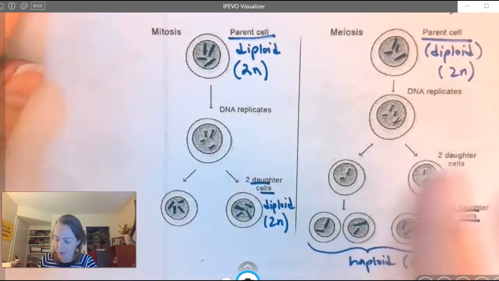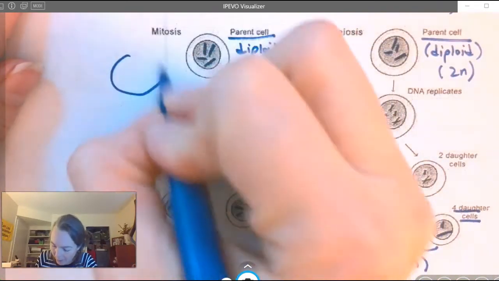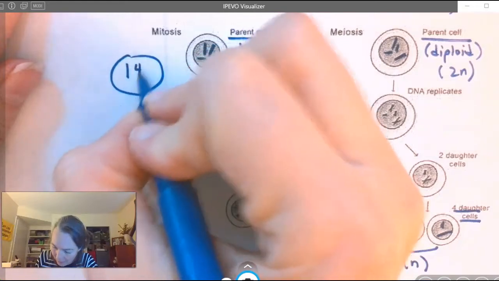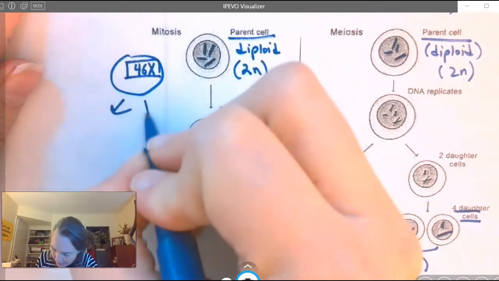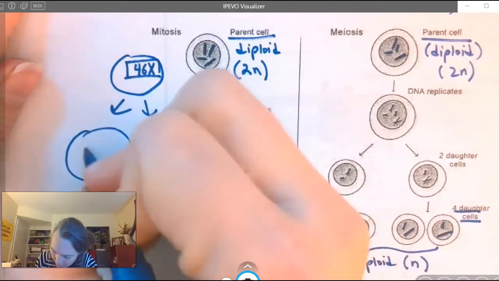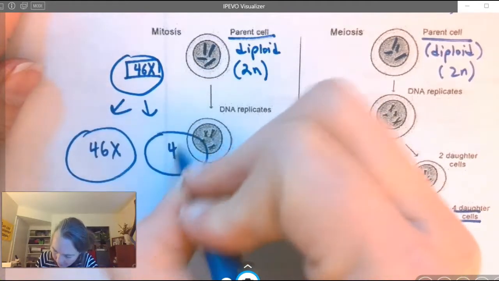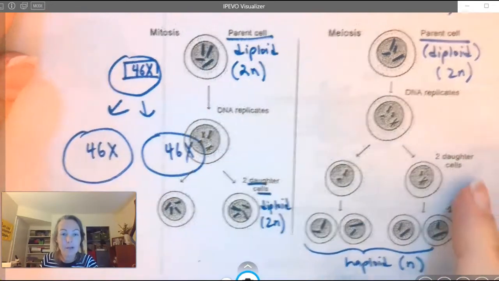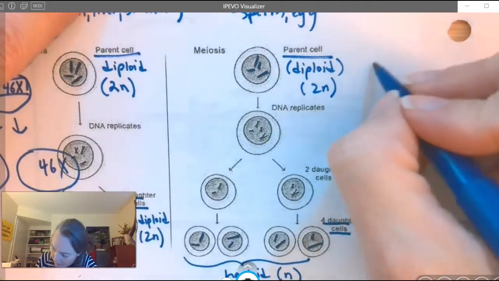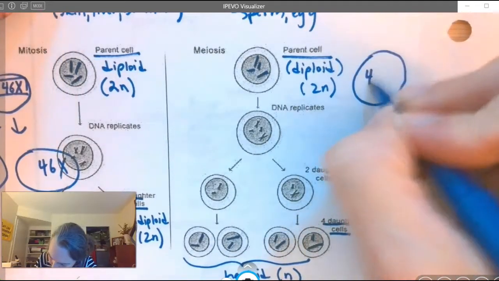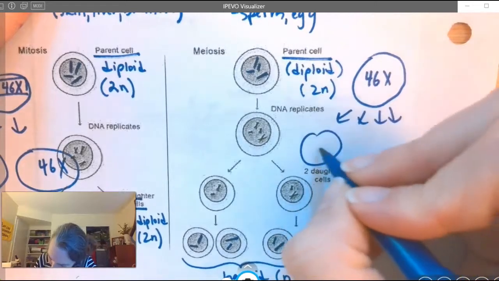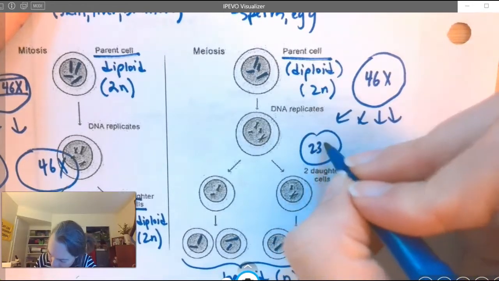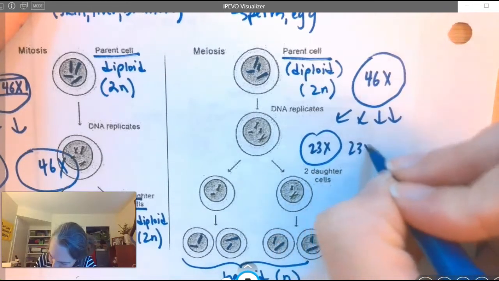We are talking about a human. A human would start off with one cell, one body cell, with 46 chromosomes. And at the end of mitosis, you would have two daughter cells, also with 46 chromosomes. Whereas in meiosis, you would start off with one parent cell with 46 chromosomes, and you would end up with four daughter cells, especially in the case of spermatogenesis, with 23 chromosomes.